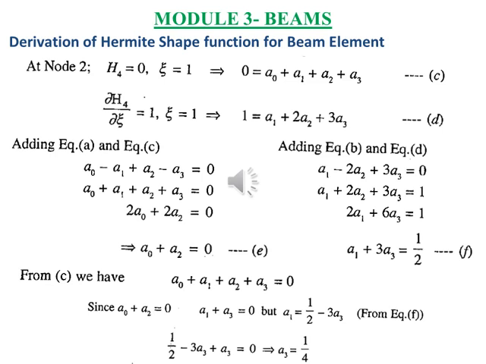From equation number C we know that A0 plus A1 plus A2 plus A3 is equal to 0. Since A0 plus A2 is equal to 0, we can remove those two terms, and A1 plus A3 is also equal to 0. But A1 is equal to half minus 3A3. So we can rewrite this as half minus 3A3 plus A3 is equal to 0, or A3 is equal to 1 by 4. So we have found one variable, that is A3, which is equal to 1 by 4. Similarly, substituting 1 by 4 in equation F, we get the value for A1.